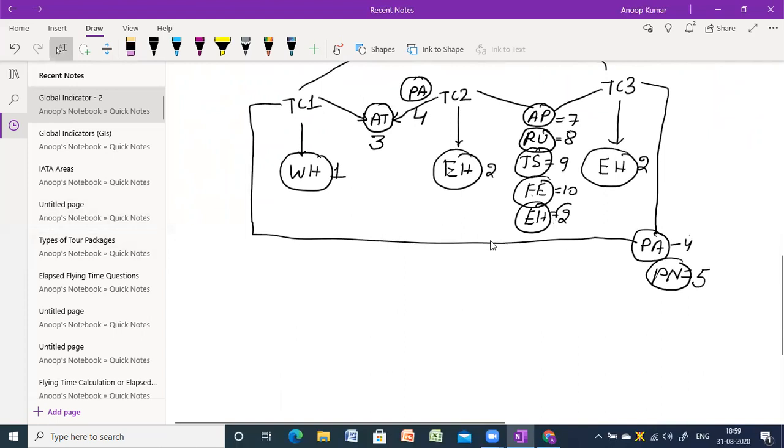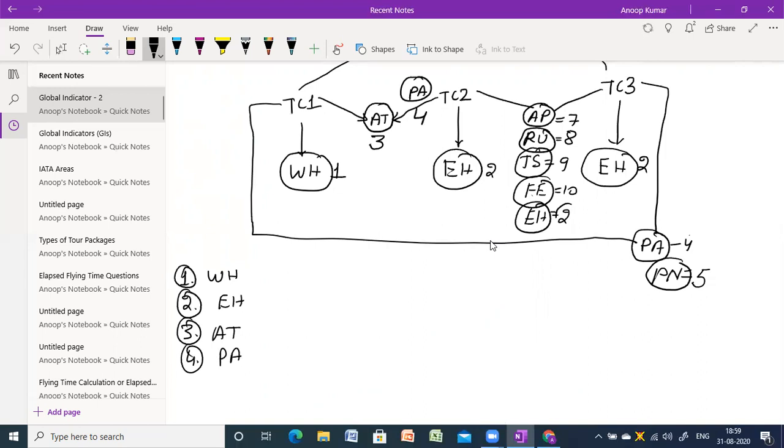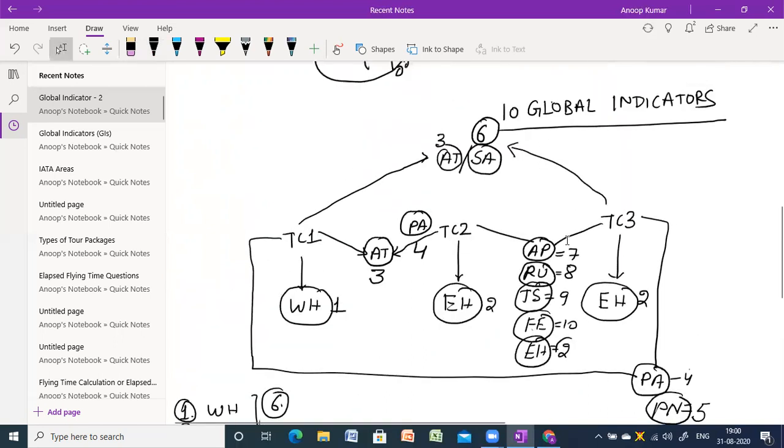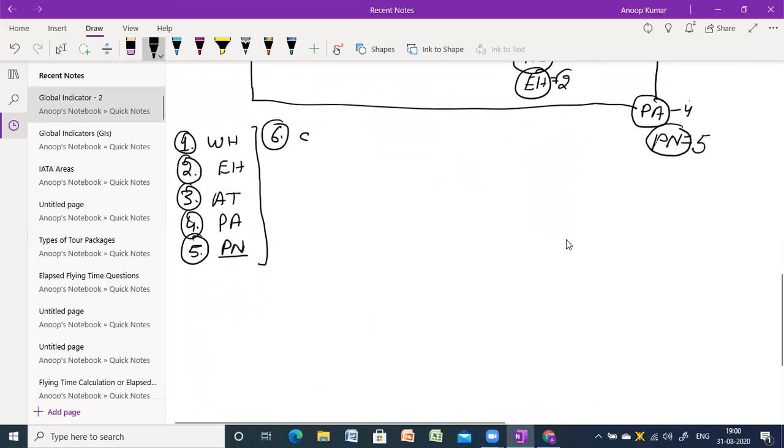Like the first one is WH, Western Hemisphere. Second one is EH. EH is the Eastern Hemisphere. And third one is AT when an airline crosses the Atlantic Ocean. Then fourth one is PA. PA is Pacific Ocean, when the airline crosses the Pacific Ocean. Then we have PN, when again the airline is crossing Pacific Ocean, then another global indicator is PN. So we will discuss the case when PN will be applicable. Then sixth global indicator is the South Atlantic. SA is the South Atlantic.